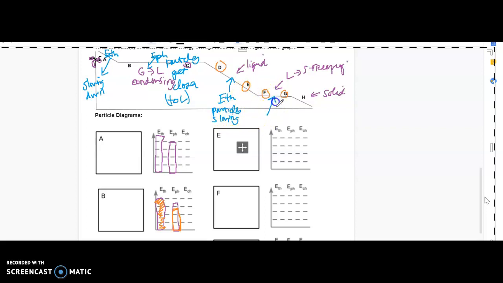All right, on this part, there's a phase change. Again, particles are changing arrangement and getting closer because they're becoming a solid. And then here, again, there's a temperature change. The particles would be slowing down. So that's the main big important idea that I need to make sure that you show me in your lab report and on the quiz.